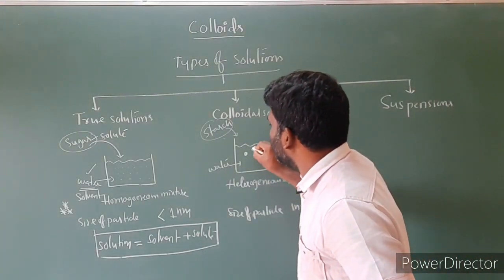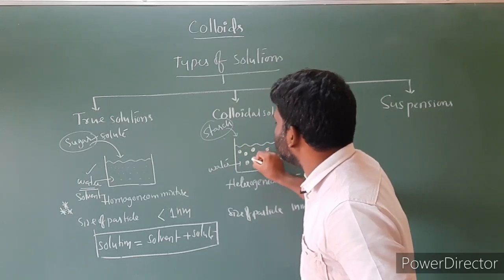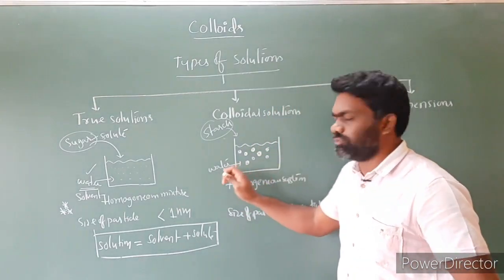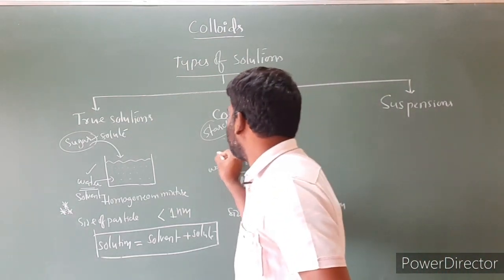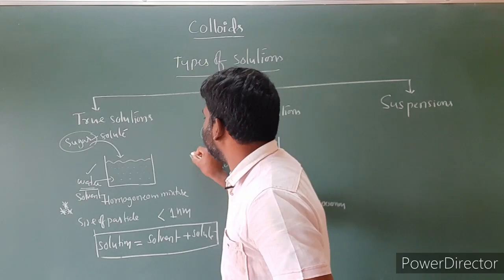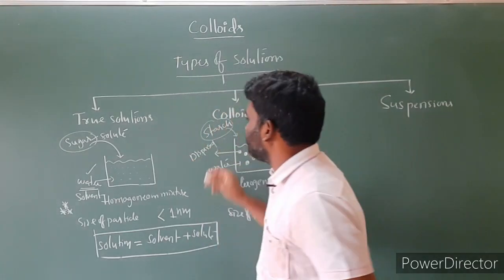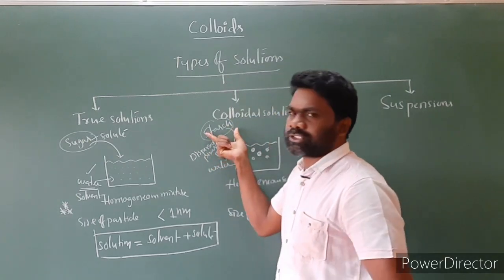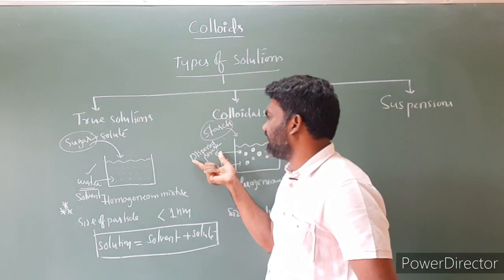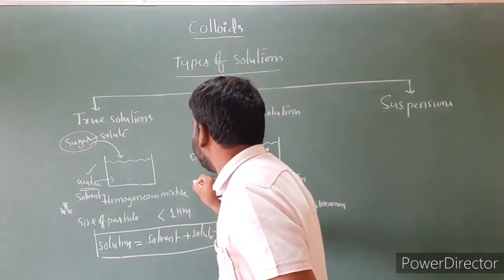The particles are very large in size. These large sized starch particles are dispersed in water. This I am calling the dispersed phase. So here the starch particles we are considering as the dispersed phase, and the water is taken as the dispersion medium.